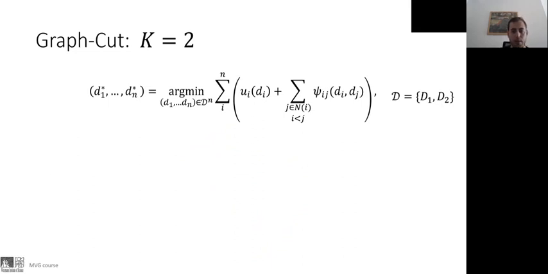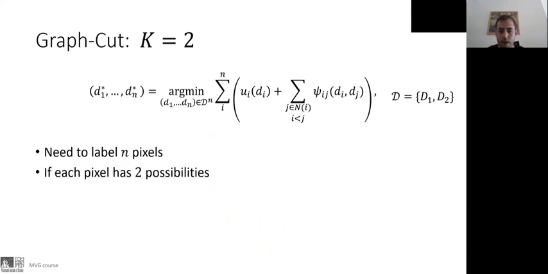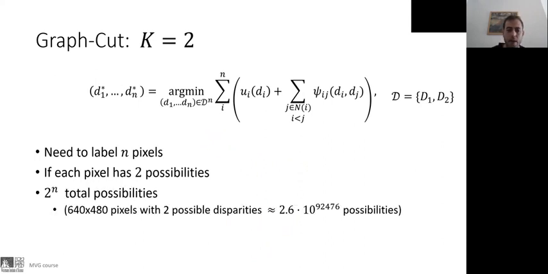Okay, so until now we saw that for 2 pixels and 2 possible disparities, I can easily find a solution with the flow network. But what happens if I have n pixels, not just 2 pixels? Each pixel has 2 possibilities, so I still have a lot of total possibilities, right? 2 to the power of n. So it's still very large.